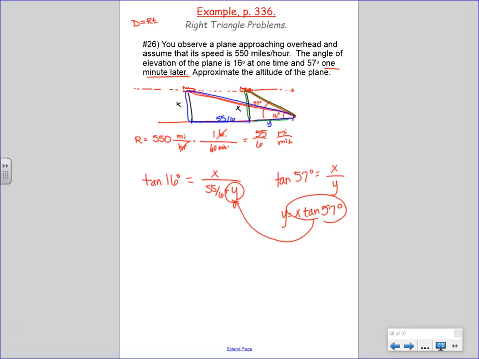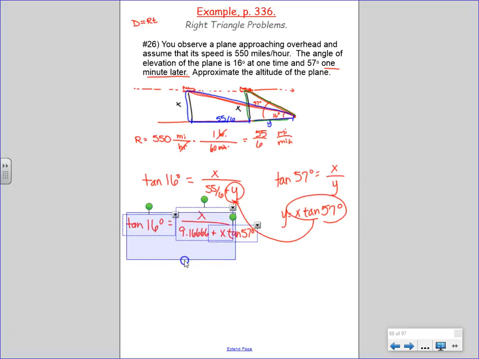It's not pretty. Totally agree. But what could make it a little easier? Can someone give me a decimal for 55 over 6? That's kind of messy, right? Maybe we'll make that a number to make things a little bit easier. 9.166. I'm going to do a few more decimals than normal, right? Because we're not done yet. And then let's do plus x times tangent of 57.